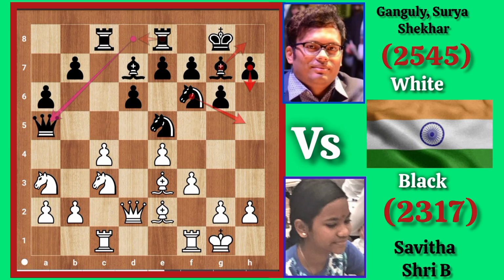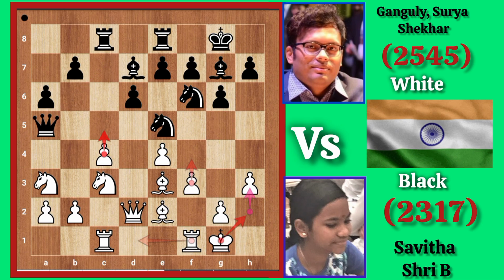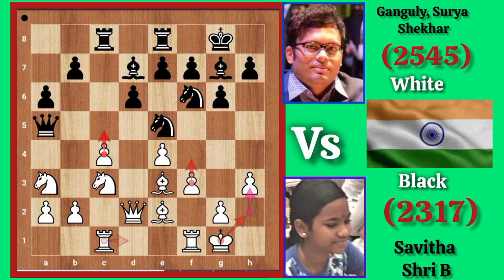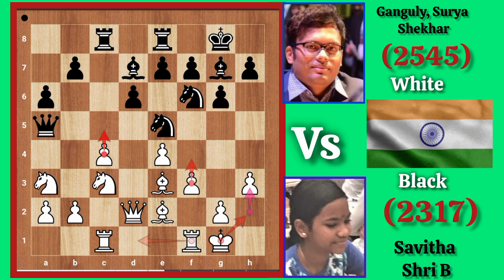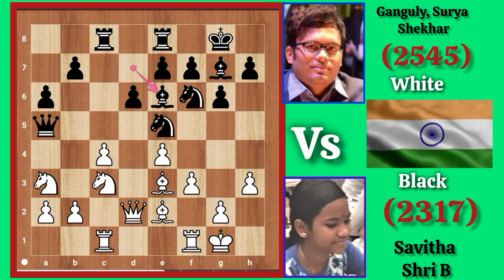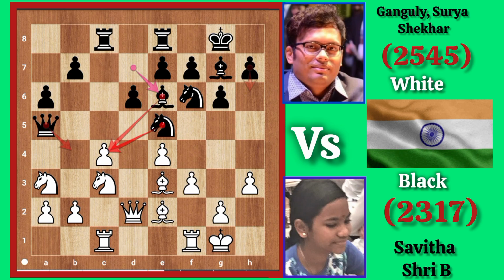15. h3. White plays a prophylactic move, preventing any Ng4 ideas. However, it's slightly passive compared to the centralizing 15. Rook fd1. 15. Bishop e6. Black increases the pressure on c4. Savitha has beautifully coordinated her pieces against White's queenside structural flaws.